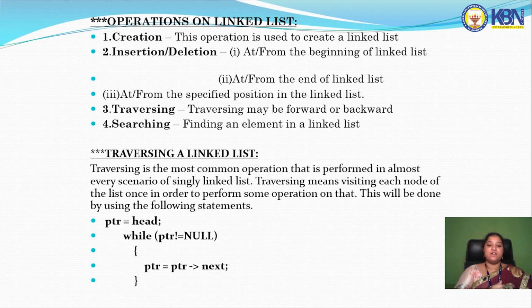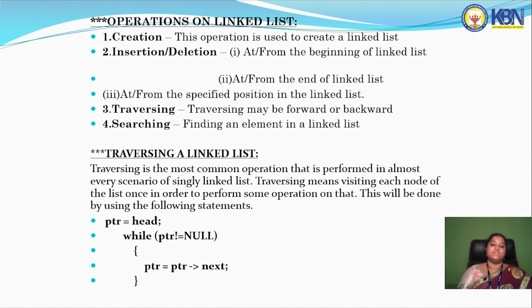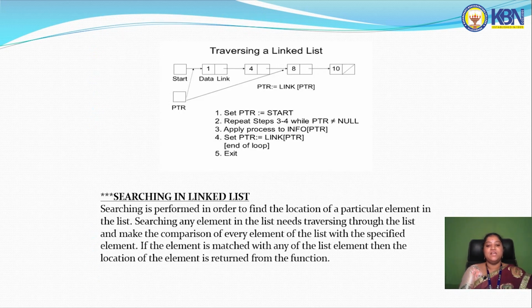Now we will discuss traversing a linked list. It is the most commonly used operation, performed in almost every scenario of the single linked list. That means each node of the list is visited once in order to perform some operation. Here is the logic: ptr is equal to head. While ptr is not equal to null, ptr moves to the next position. Searching in a linked list, as shown in the figure, means finding the location of a particular element in the list. The list needs to be traversed, comparing every element with the specified element.